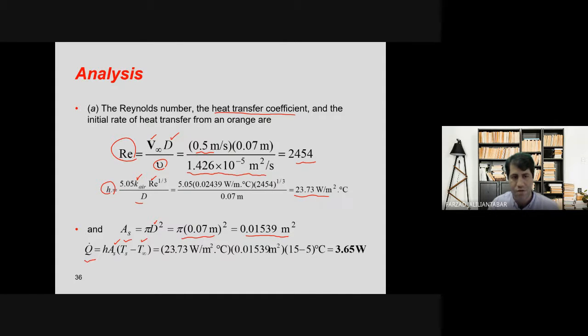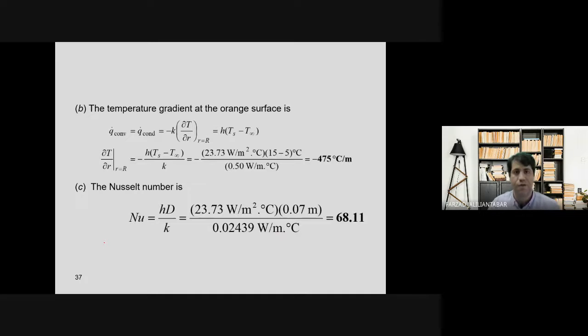If we substitute this H in our equation for Q dot, or rate of convection heat transfer, we can calculate the Q dot, or rate of heat transfer for this orange in this cooling process. In part B, we need to determine the temperature gradient at the orange surface.